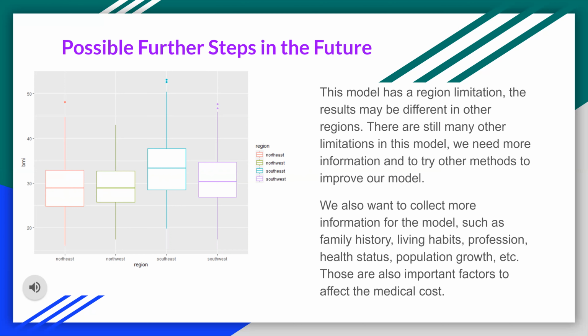There are still many other limitations in this model. We need more information and to try other methods to improve our model. We also want to collect information for the model, such as family history, living habits, for example, eating, amount of exercise, amount of sleep, or seeking medical attention, the person's profession, the individual's health status, population growth, cost of health insurance, and much more. Those will be important factors to effectively narrow down what contributes to medical cost.